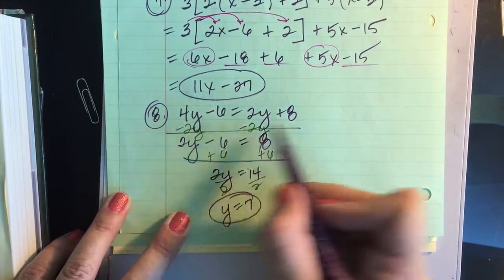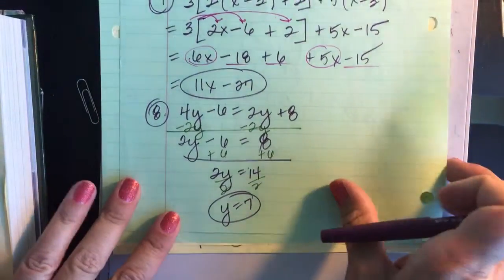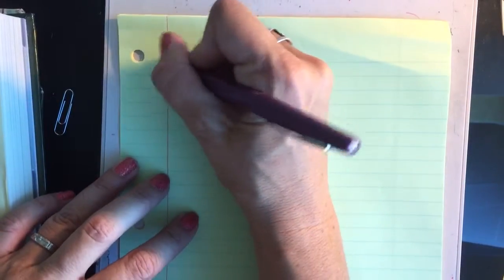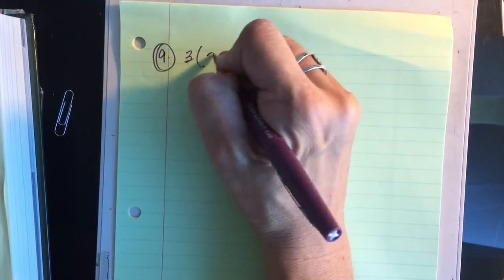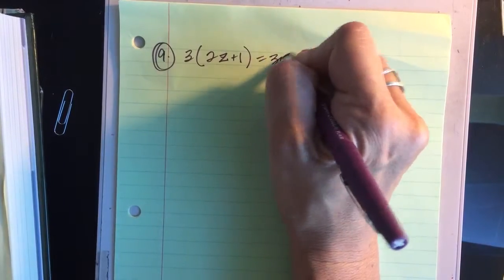Go back and check these answers on your problems on your test so you can be sure that you're getting them right. I'm going to be moving on. Plug your y back into that equation to see if it satisfies it. If not, you can rework it. Number 9, 3 times the quantity 2z plus 1 equals 35.